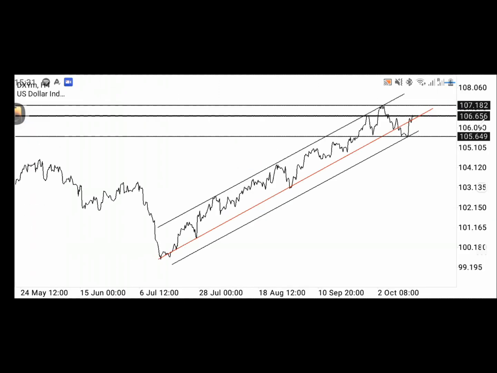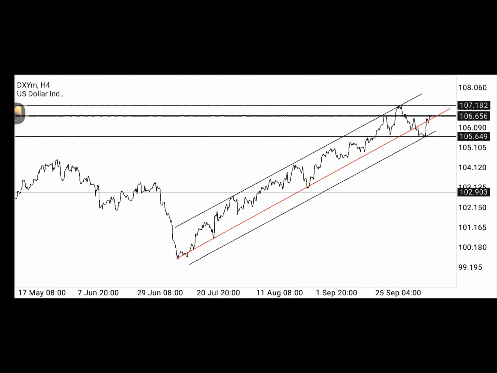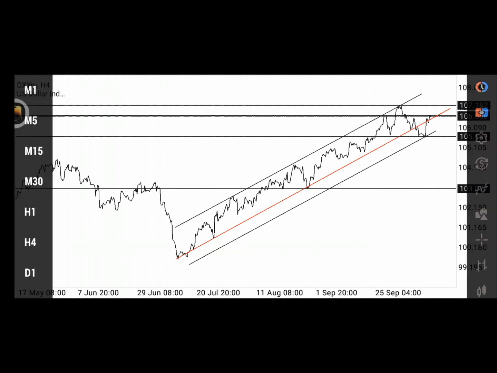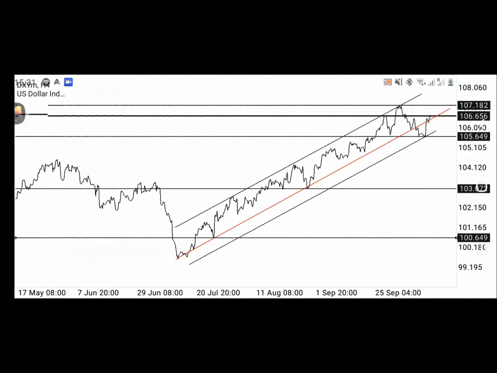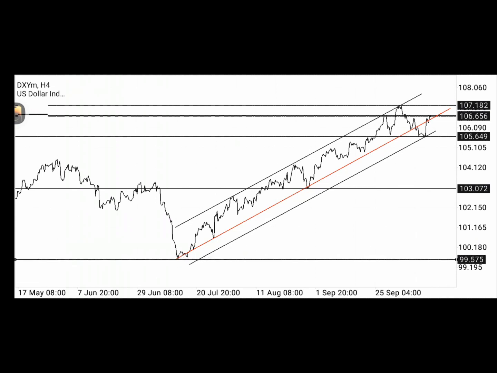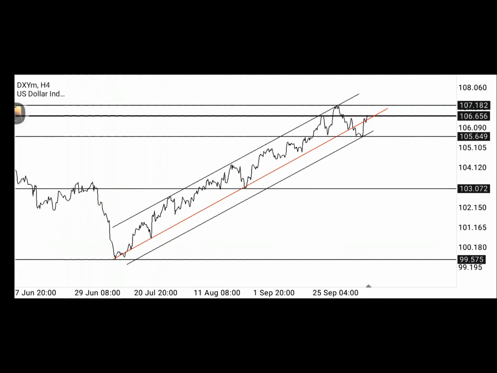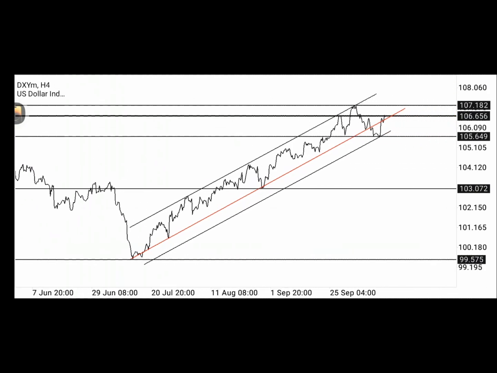If price remains below the 107, we can sell. But if price breaks above 107, then we have to be cautious with the selling idea and wait for price to create further accumulation or distribution in order to perform any other trading activities on both these pairs.